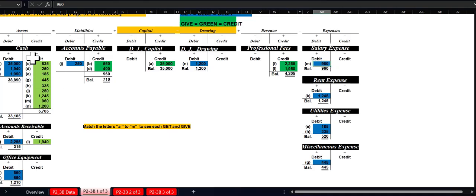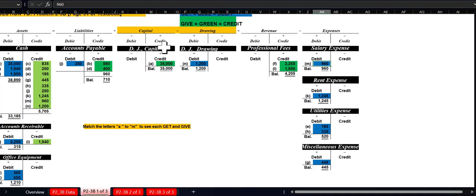Same thing for assets. We expect to see more on the left or debit side, and so the normal balance for each of these assets would be a debit. Again, it's possible for the credit side of your cash account to be larger, but that would mean that you gave more than you had, and so your account would be overdrawn.